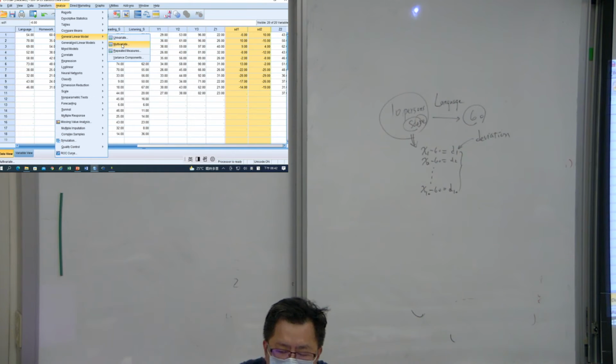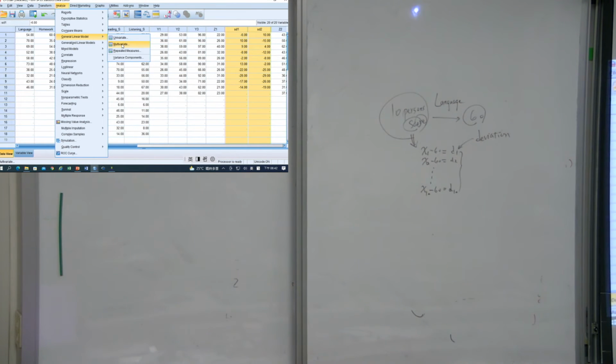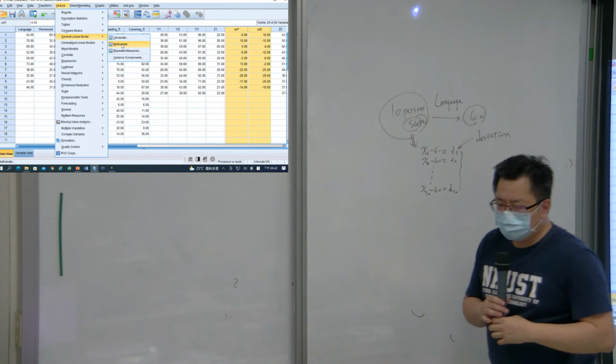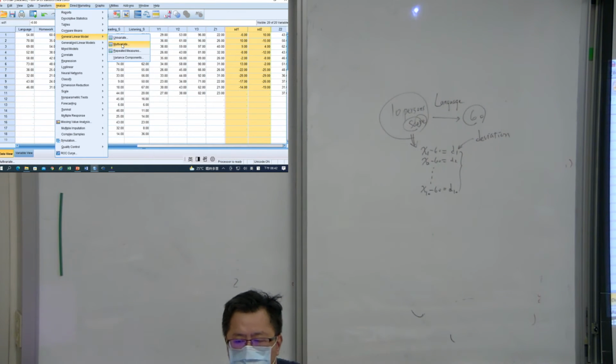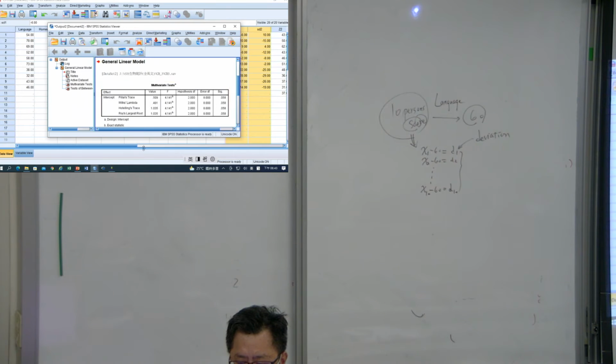Why do we use the multivariate? Because we want to analyze these two. If we just test one, we use univariate. Now we test two, okay? We use multivariate and put this division here. Okay. Yeah. No need to take care about it. Just get the result. Okay.